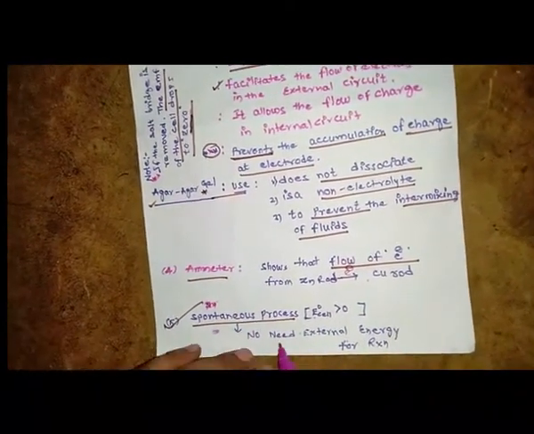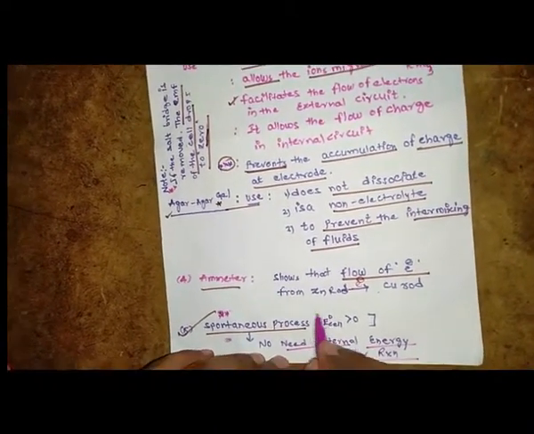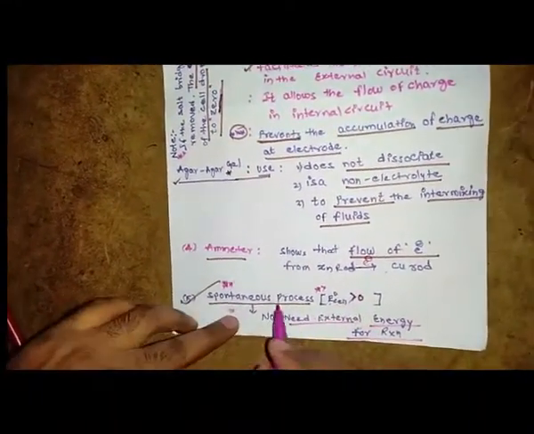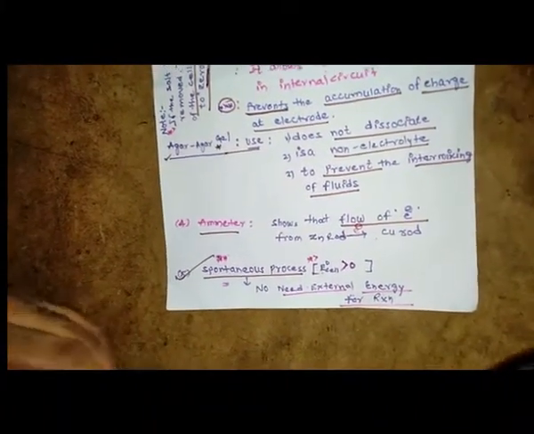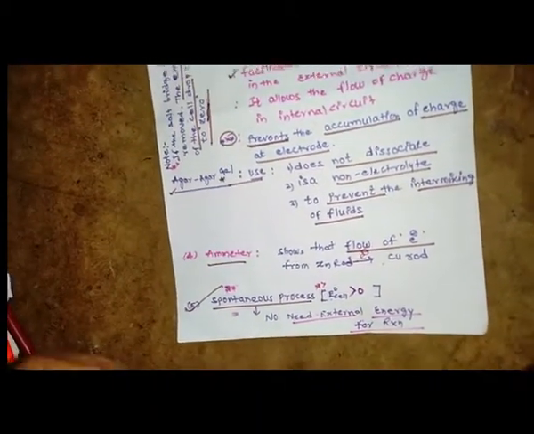Spontaneous process means no need for external energy for the reaction. Next important point: if E naught cell is greater than 0, the process is spontaneous. If E naught cell is less than 0, it is non-spontaneous. Remember, these points are very important.